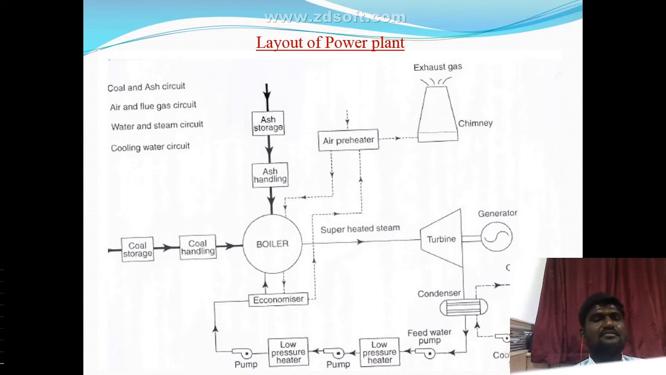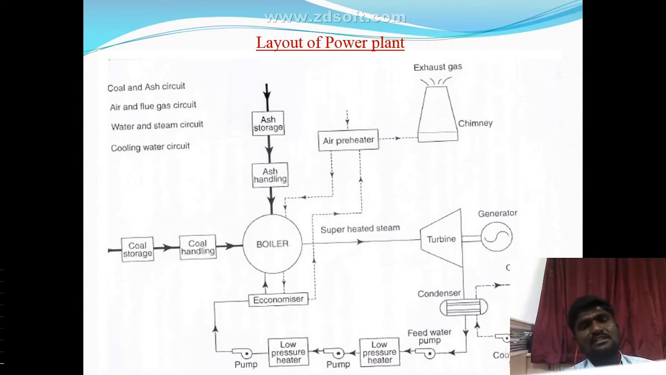So the next one is called the feed water and steam circuit. This circuit consists of a boiler, feed pump, turbine and feed water heaters. Mainly the steam generated in the boiler passes through the superheater and is supplied to the steam turbine. The steam is expanded in the steam turbine, then passed to the condenser where it is condensed. The condensate is heated in the high pressure heater and the low pressure heater using steam tapped from different points of the turbine, right?